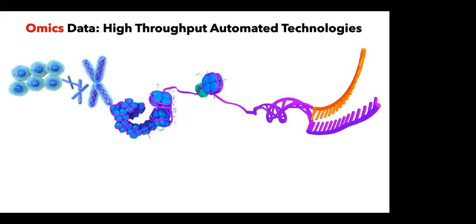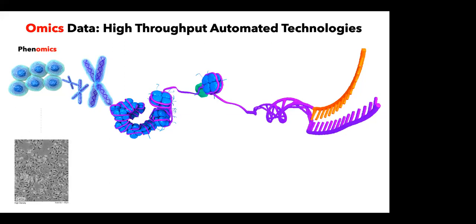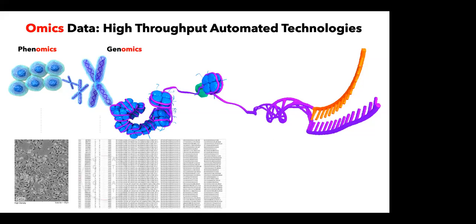So phenomics is learning about the phenotypes. We are looking at some of the features that we can visually see, and then how we are connecting that feature to a specific molecular event. So learning about the phenotypic characteristics, and then genomics.